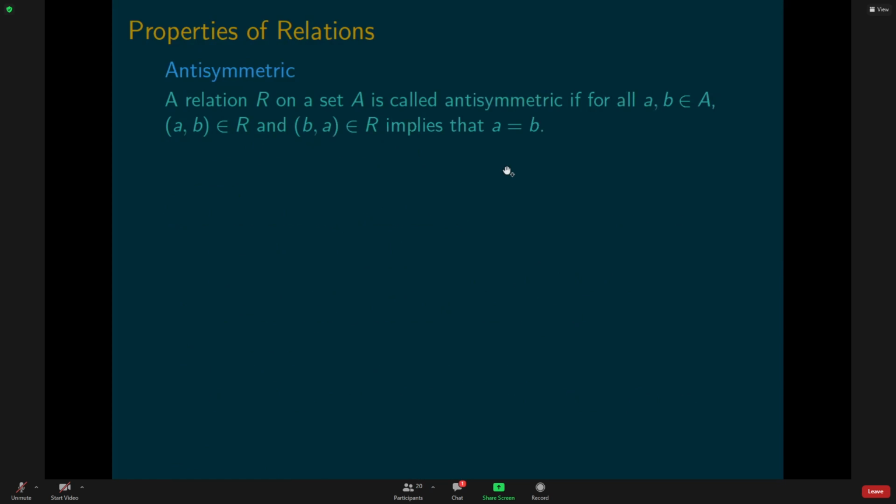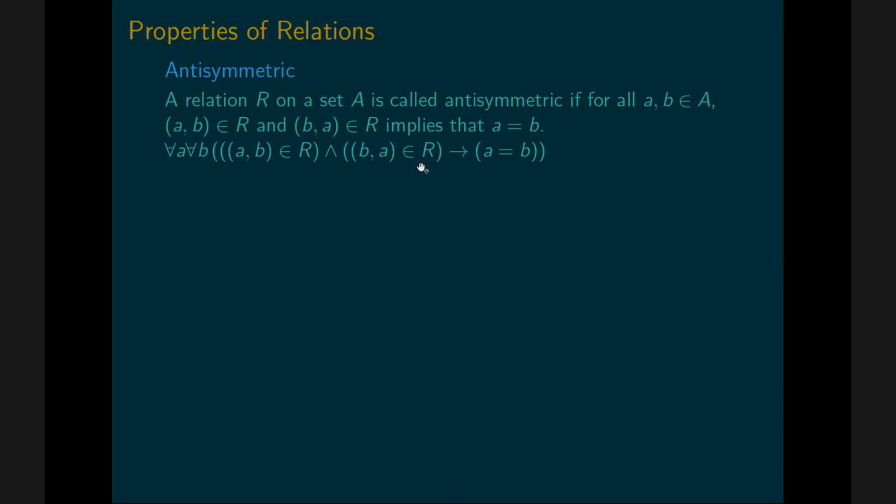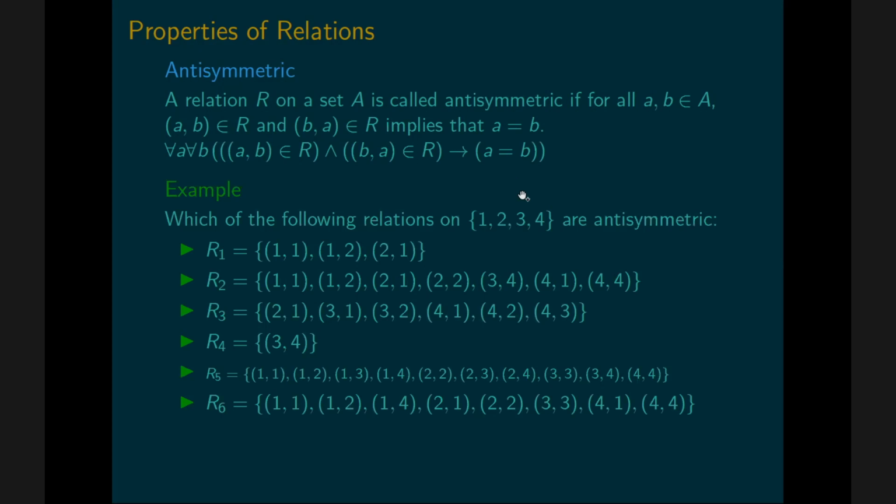Now, be careful, antisymmetric does not mean that it is not symmetric. Okay, antisymmetric means something different. It means that if A, B is in R and B, A is in R, then A is equal to B. So for all A and B, if these two conditions hold, then A is equal to B. Which ones are antisymmetric?